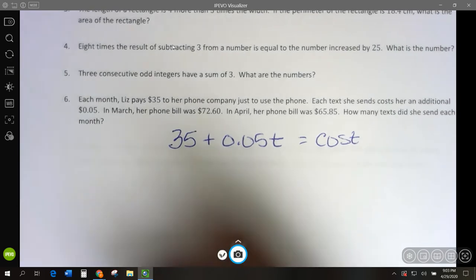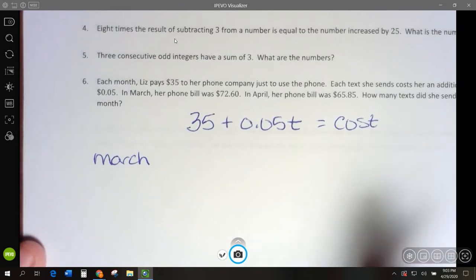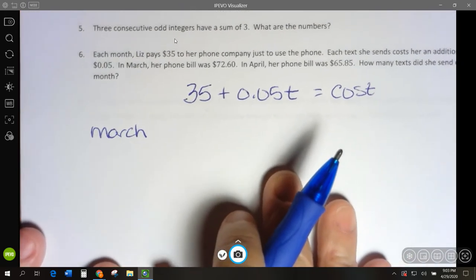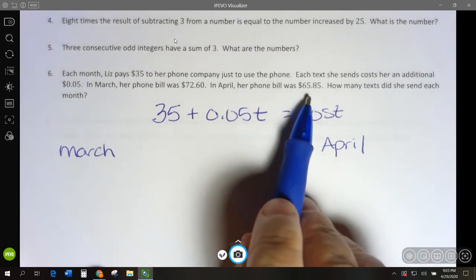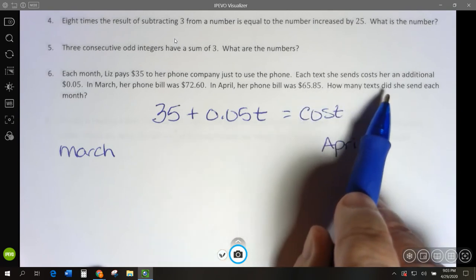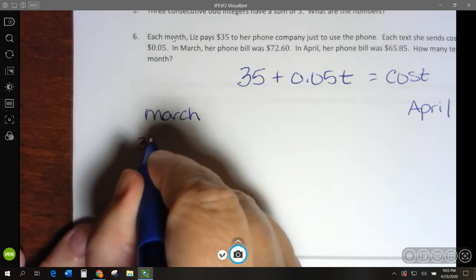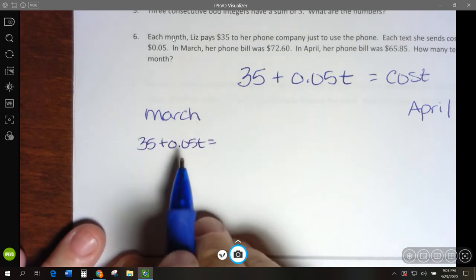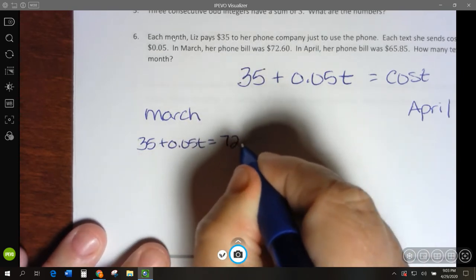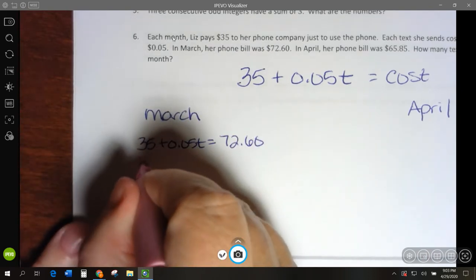So in March, her phone bill was $72.60. April, her phone bill was $65.85. So they want to know how many texts did she send each month. So March, we have the $35 plus the 0.05 per text. And for March, it was $72.60. So let's solve this. Start by subtracting 35.